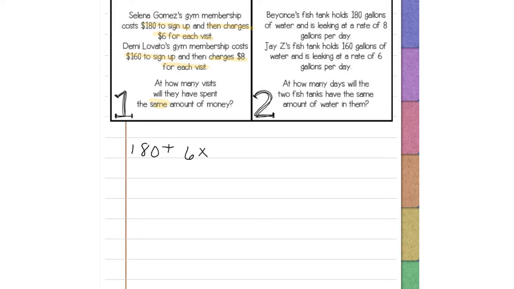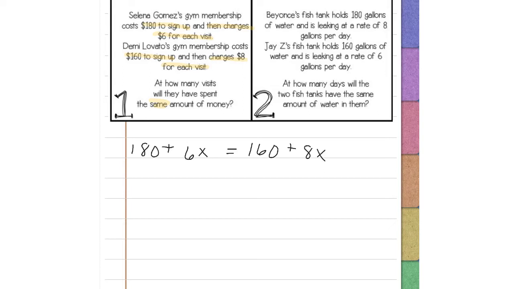I'm going to go ahead and set this equal to Demi Lovato's gym membership. And she pays $160 just to sign up. That is our constant, okay? That is not being changed no matter what. And then in addition to that, she has to pay $8 for each visit. Again, we don't know how many times she visits, so that is our X. So now that we have our equation set up, we have to find X, right?